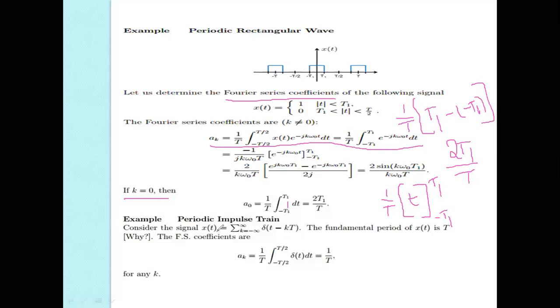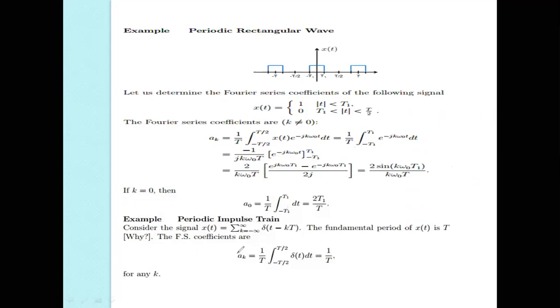Consider the signal x of t, the sum of k equal to minus infinity to infinity of delta of t minus kT. The fundamental period of x of t is T. The Fourier coefficients are a of k is equal to 1 by T, the integral from minus T by 2 to T by 2 of delta of t dt. What is the delta of t? It is always 1, my dear students.